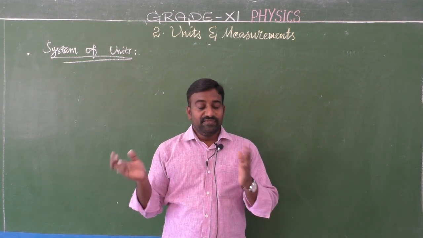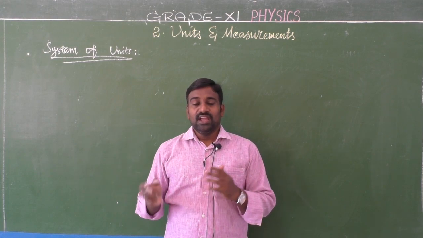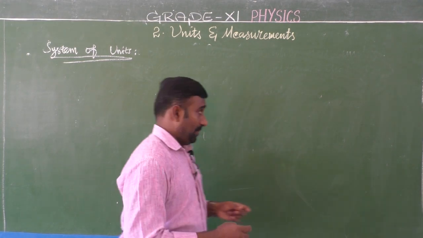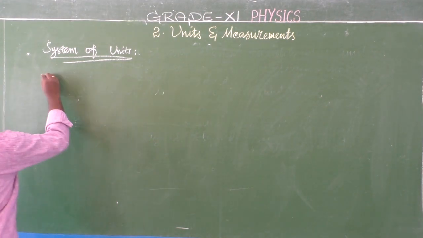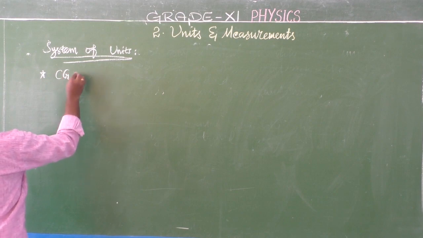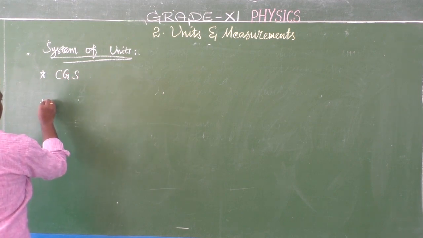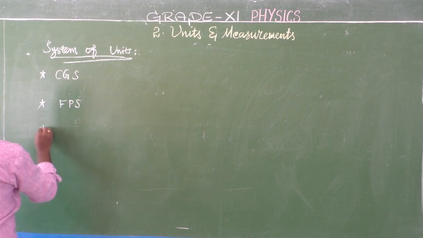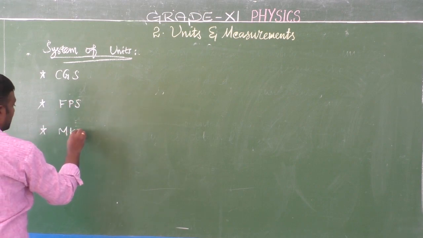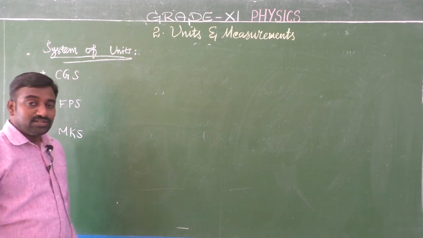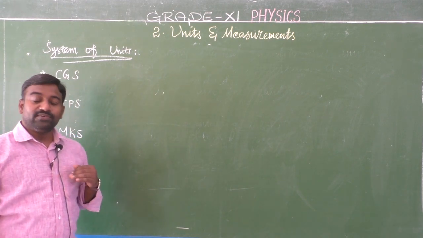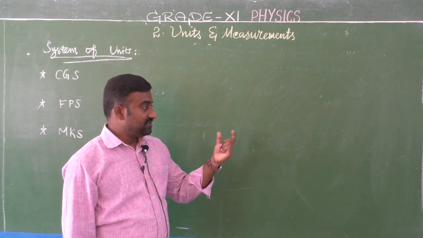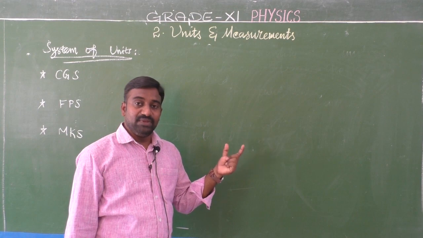Before framing this SI system, all over the world they followed different systems of units. The first system of unit is the CGS system. The second system of unit is the FPS system. I'll explain everything. The third system of unit is the MK system. Before they introduced the SI system, nowadays we are following only the SI system, in which 1 meter is 100 centimeter, and 1 centimeter is 10 millimeter.